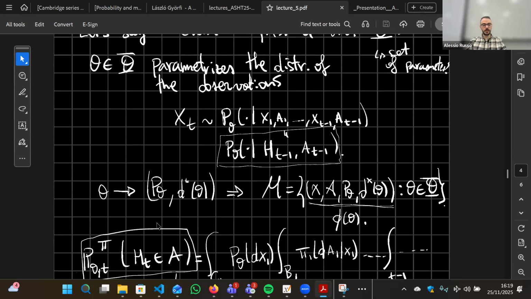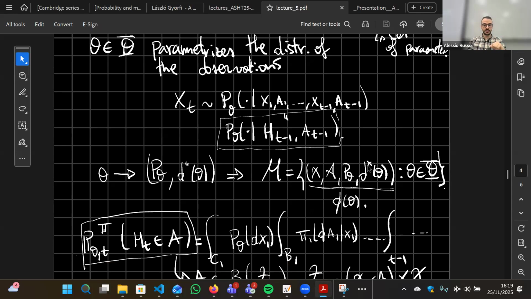When we pass to the Bayesian case, first we need to define a set of parameters. And we also assume that we know how the parameters affect the distributions of observations. Let's call the set of parameters capital Theta, or big Theta. From here, you can also define the set of models, capital M. This set of models is simply a set of these tuples as you vary theta. This tuple is the observation space, the action space, the transition function, and the true hypothesis for that theta.